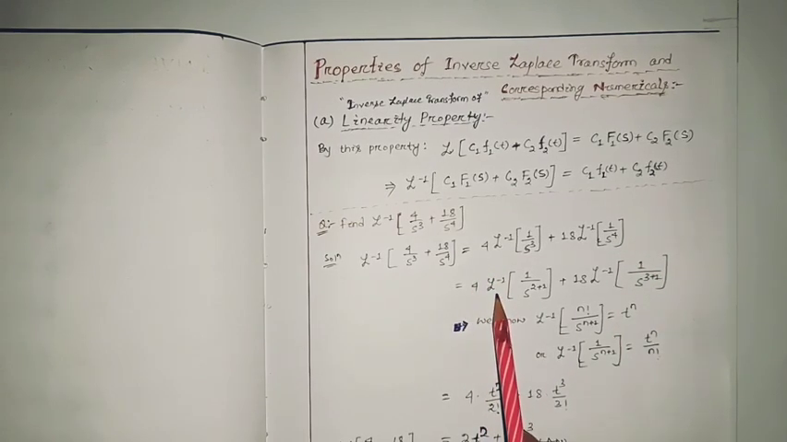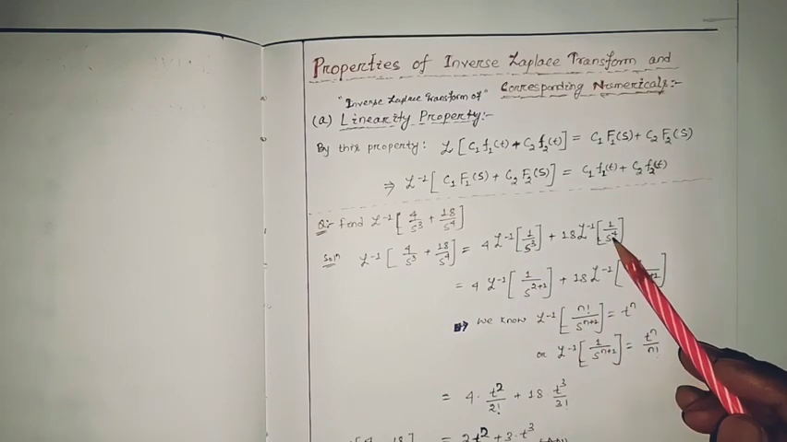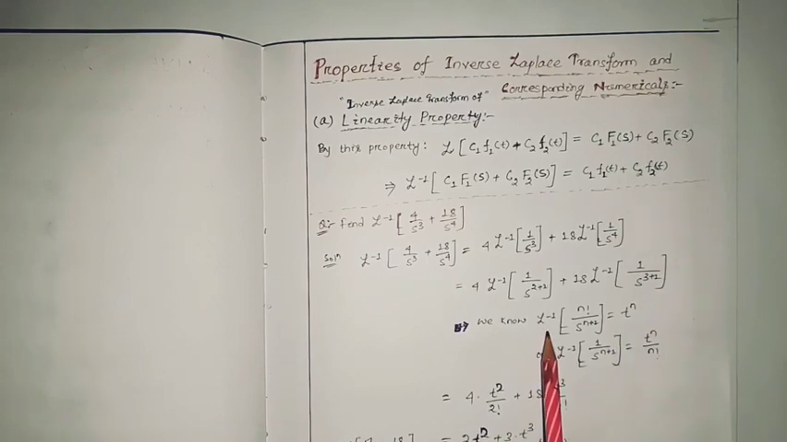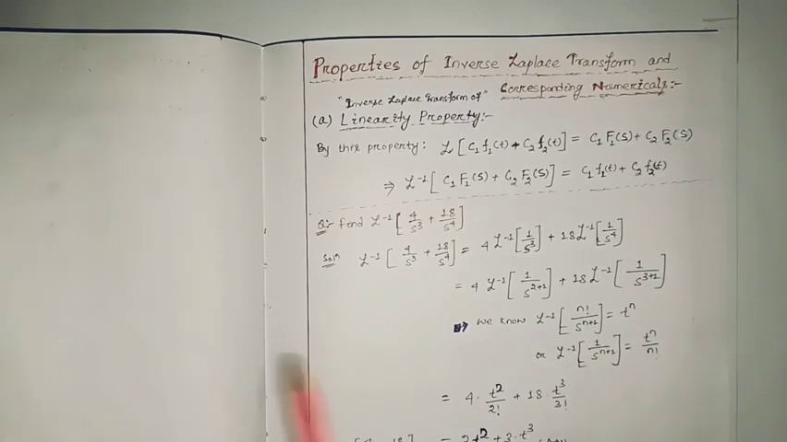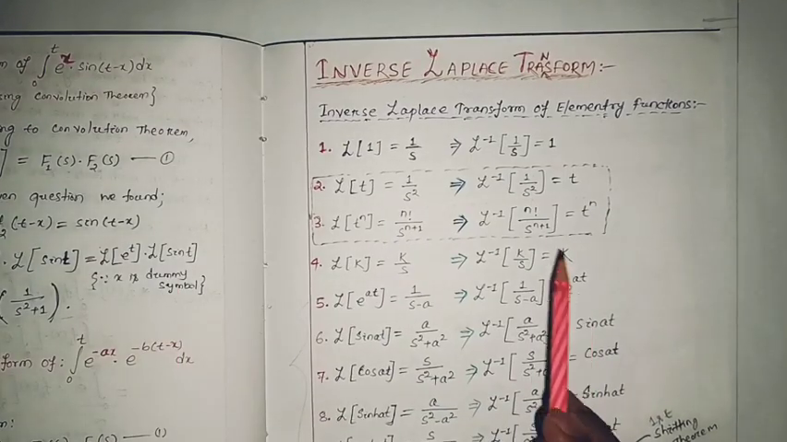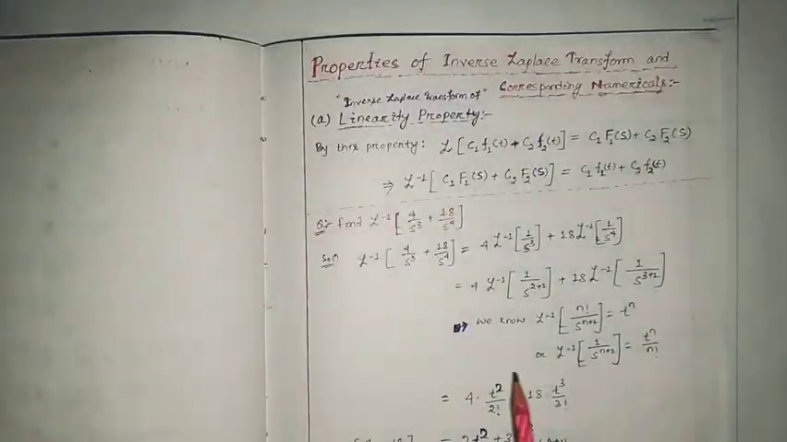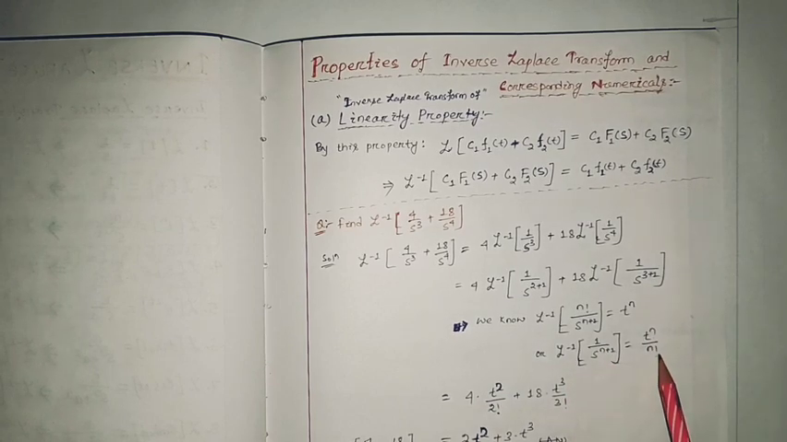For the inverse Laplace transform, s to the power 3 can be written as 2 plus 1, and s to the power 4 can be written as 3 plus 1. We know that inverse Laplace transform of n factorial by s to the power n plus 1 equals t to the power n. Already we have discussed this. Or, inverse Laplace transform of 1 by s to the power n plus 1 will be equal to t to the power n by n factorial.